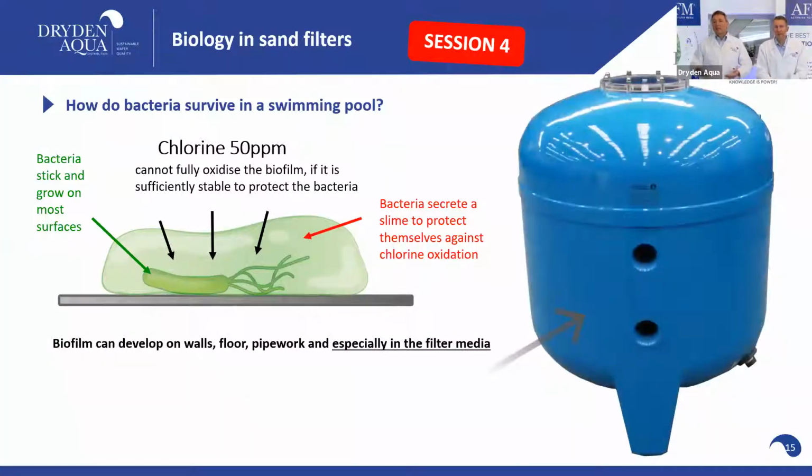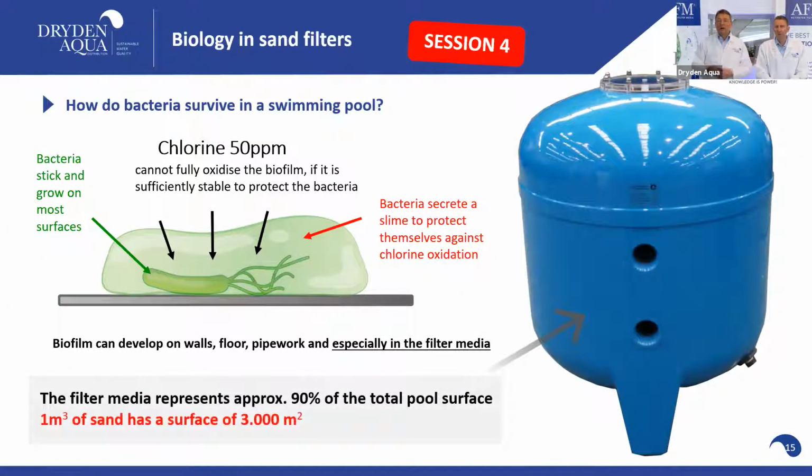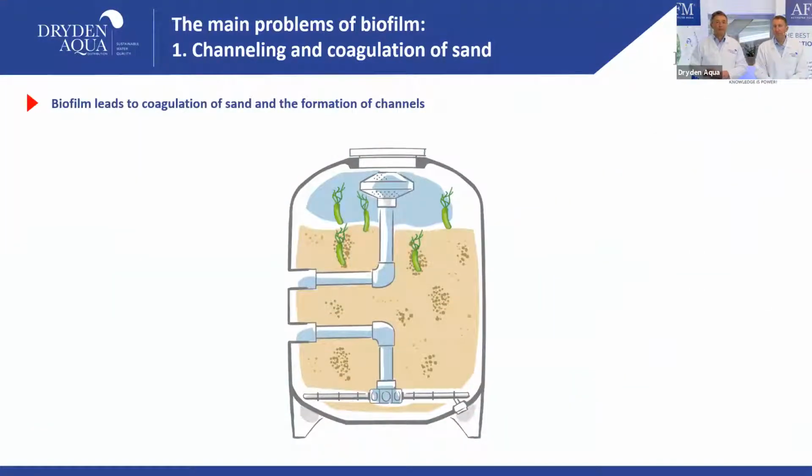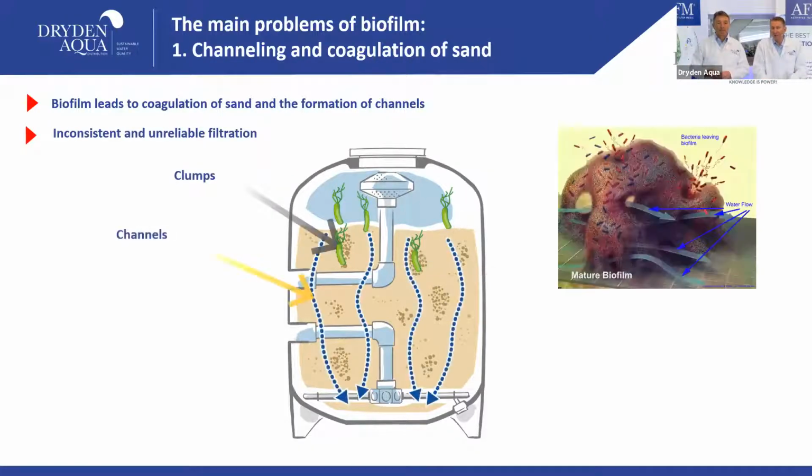We have seen the biggest surface that we have in the pool, responsible in public pools for more than 90%, is the sand. It's the media. And this is where the biofilm develops. One of the problems with the biofilm in the sand filter is that it leads to clumping and channeling. Channeling means that you have unfiltered water getting into your pool. And when we say unfiltered water, it also includes pieces of biofilm that are now getting out of the filter into the pool.